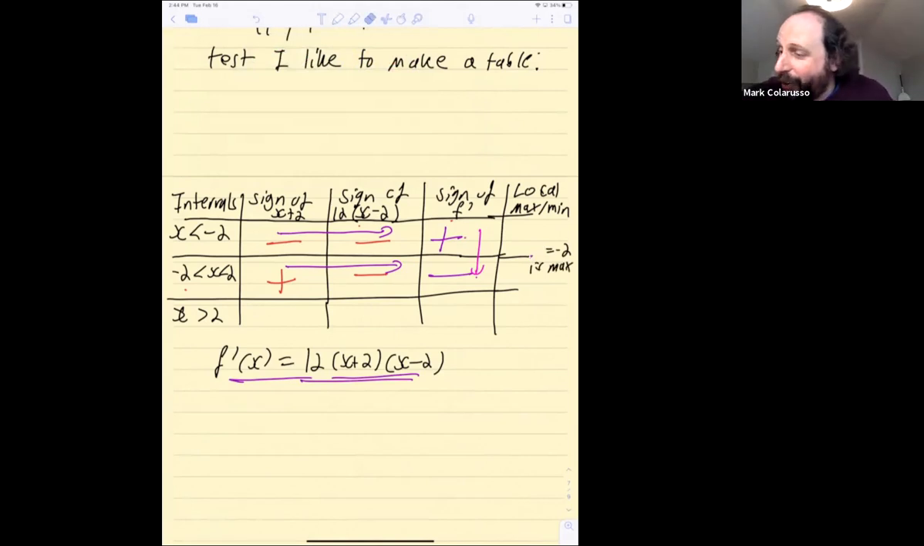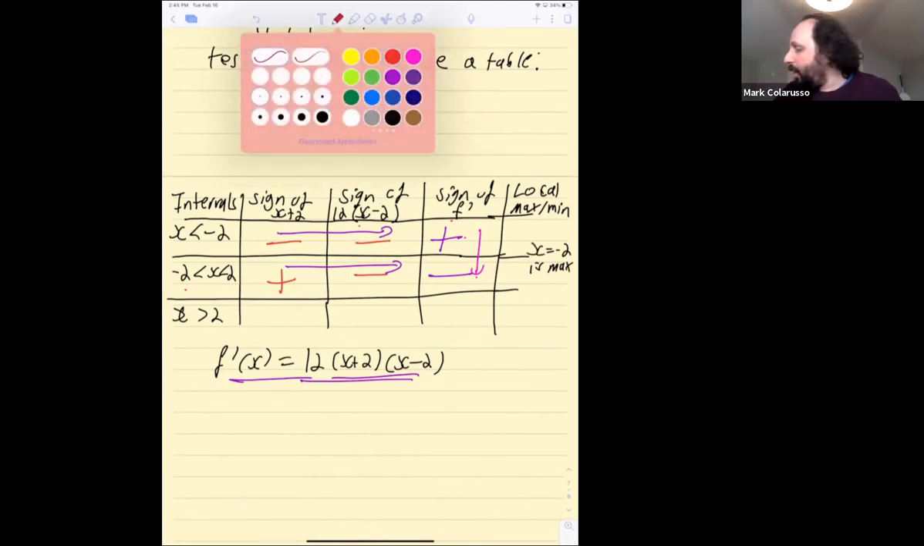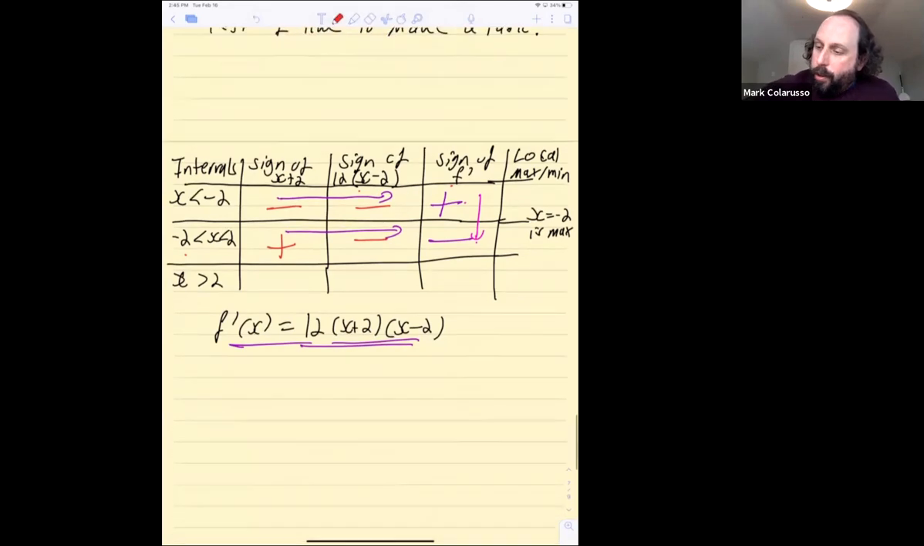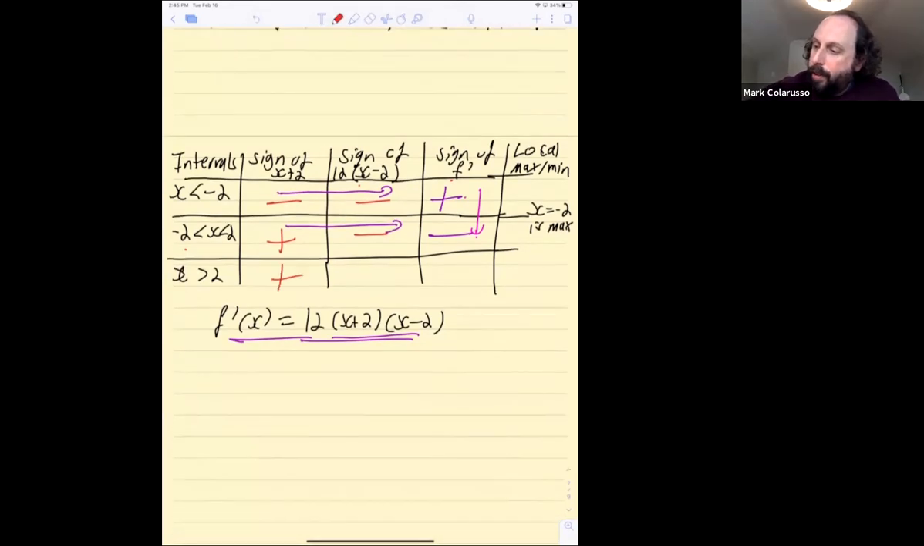I love this table. It takes a little more writing than the number line way, but I think the method is clear. I'll fill out the last row here, and you can do this. This is positive. This is positive. So that's positive. So then minus to plus is a min. And there we go.